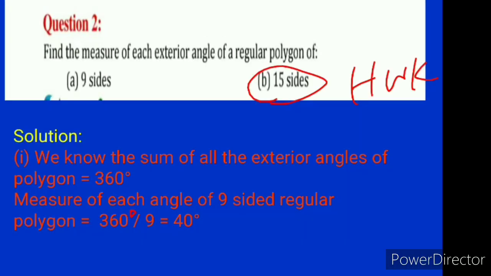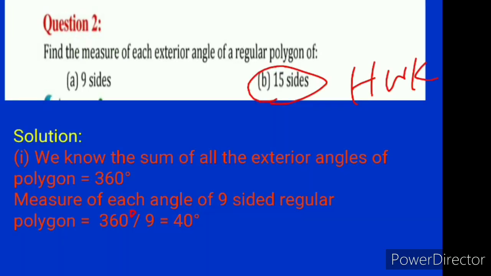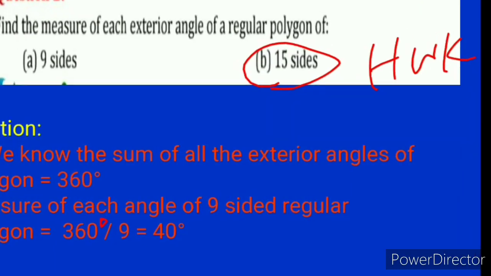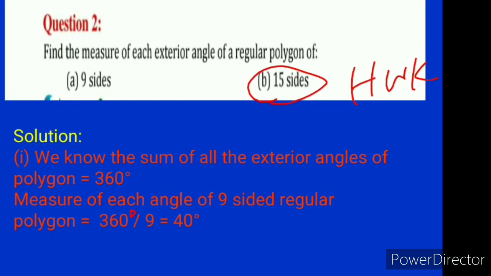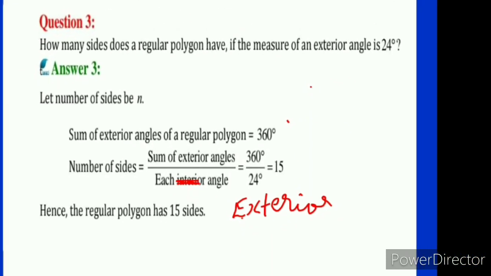In the previous question they have given number of sides and asked each exterior angle. But in this question they have given each exterior angle and are asking number of sides. So, which is the common thing here? Yes, 360 degrees we are commonly using for both. That is in the numerator. Only the denominator we are changing. What is the denominator? Here number of sides is the denominator. Here each exterior angle is the denominator.